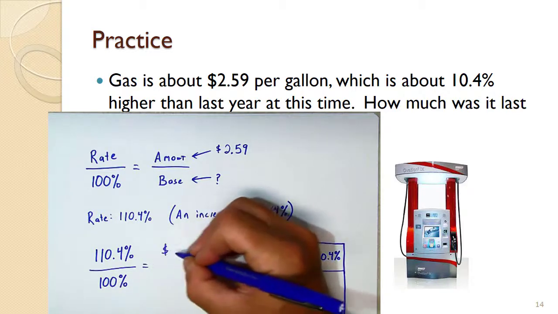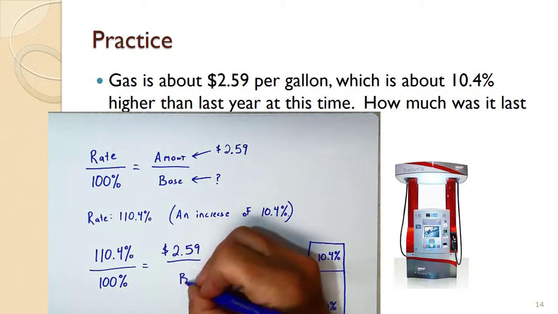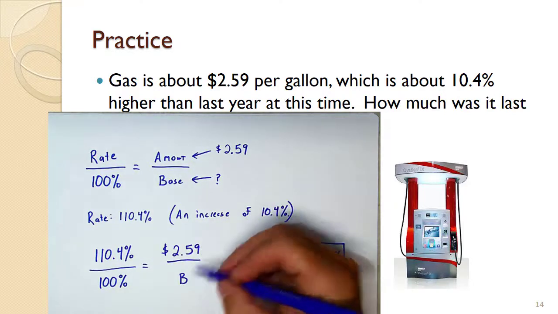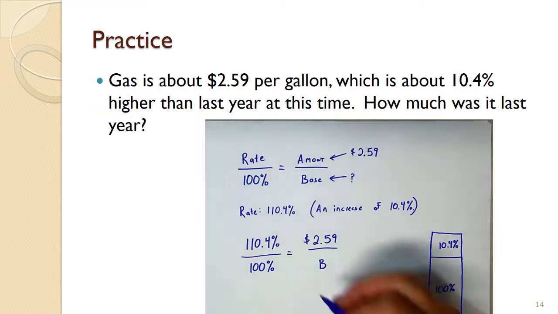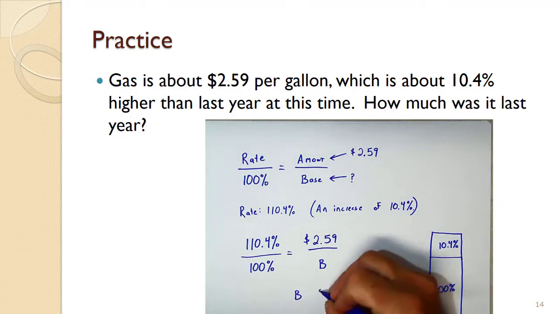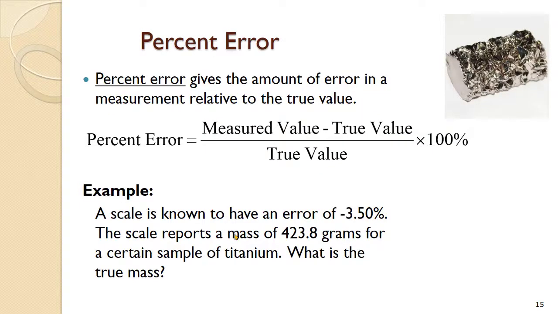And that's going to be equal to our amount of 259 over our unknown base, which is again the new price over the old price. I won't show the work here, but you could take your calculator, 259 times 100 divided by 110.4, and you should end up with a base value of $2.35.